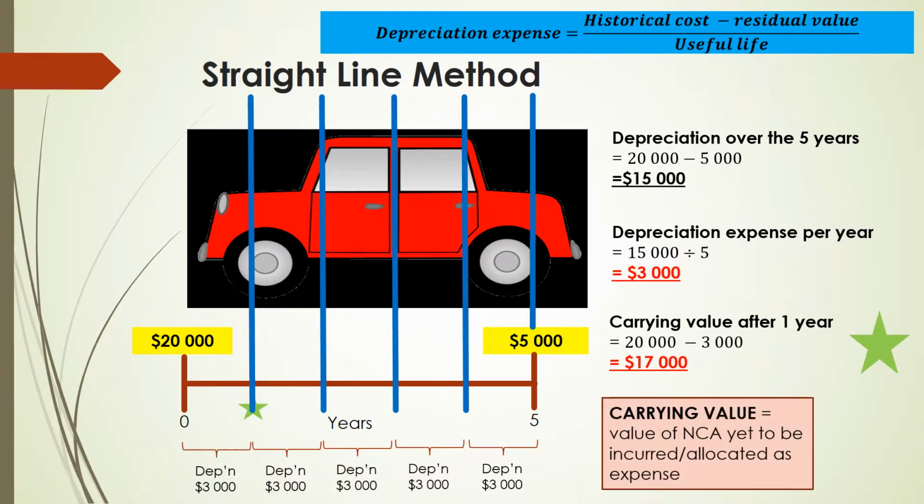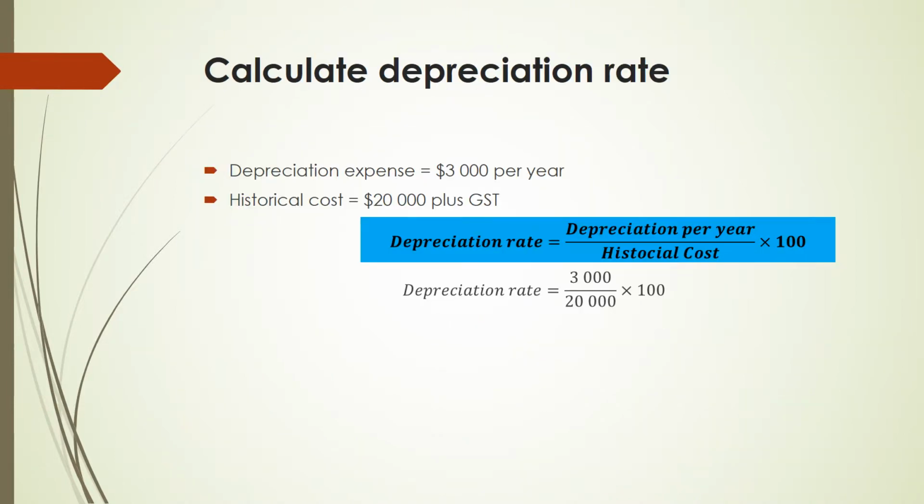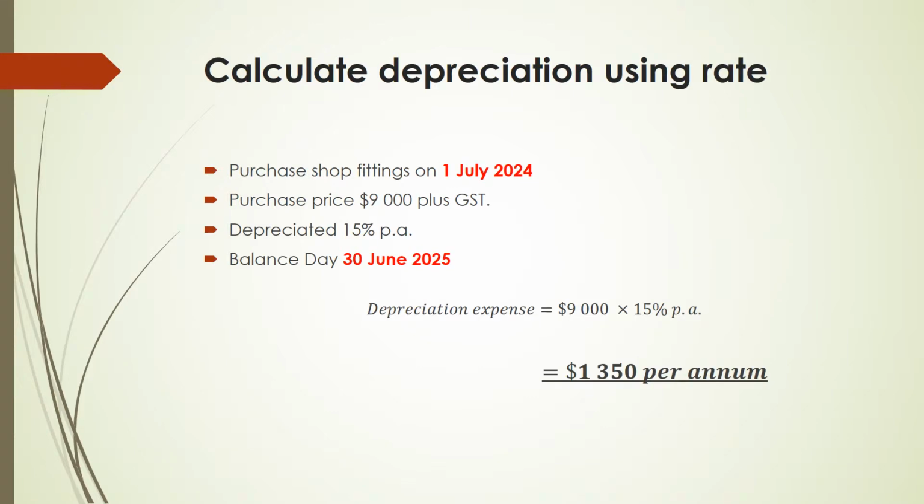The carrying value is basically the value of the non-current asset that is yet to be incurred or allocated as expense. Using the amounts that we have calculated earlier, we can also calculate the depreciation rate using this formula here given. And this gives us a depreciation rate of 15% per annum. You might also be asked to calculate a depreciation expense using a rate that's been given.